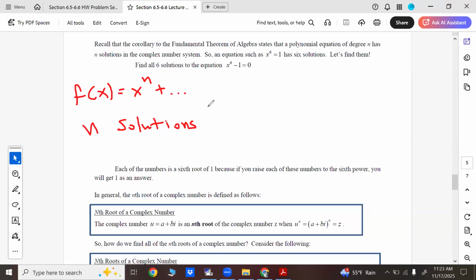However, will all my solutions be real? Not necessarily. Will some be repeated? Yeah, that could happen. So, for example, what if n equals 4? If n equals 4 and your leading term is positive, what would the end behavior be? You guys remember end behavior?